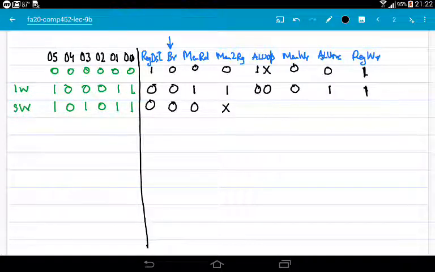And next comes ALU op. Of course, it is 00 because we want the main controller to perform addition. Mem write has to be 1 because store word is going to write something to the data memory. ALU source, again it's going to be 1. Reg write, it's going to be 0 because nothing is going to get written into any of the registers in the register file.